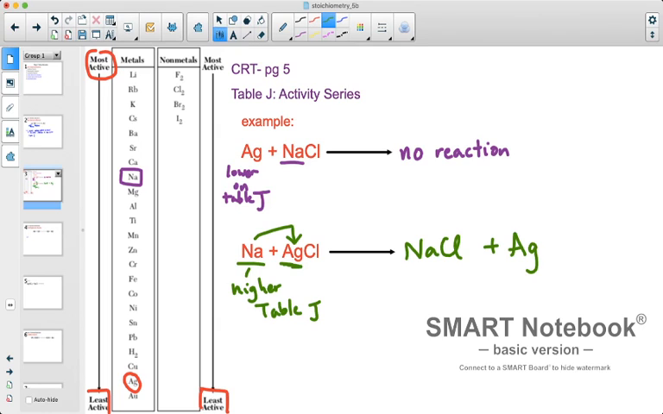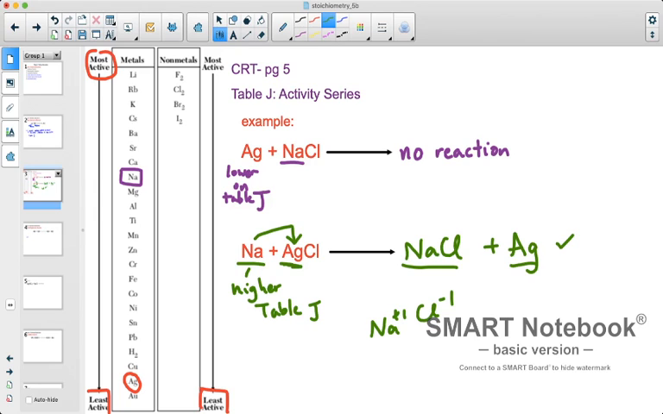Now, as always, when we write formulas, we need to double check. Since this is ionic, I need to see its ionic charges. Na is +1, Cl is -1. I crisscross, and this is the right formula for NaCl. And now I need to remind myself Ag is monoatomic, so I don't need a 2 subscript for it. So this reaction occurs specifically because Na is stronger than Ag and can displace it or replace it in the compound.